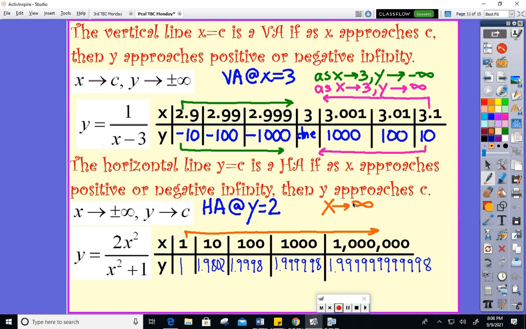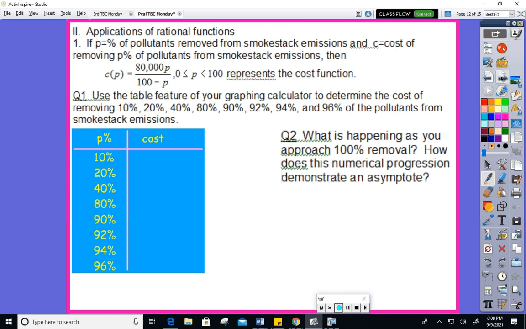But the idea to get bigger, bigger, bigger is to go from a 1-digit to a 2-digit to a 3-digit to a 4-digit number. That allows your numbers to get bigger quickly. And I notice that these Y's are constantly getting closer and closer to 2. So I'm showing you a table of values that matches the actual definition of horizontal asymptote. Now let's look at some word problems that work with this.